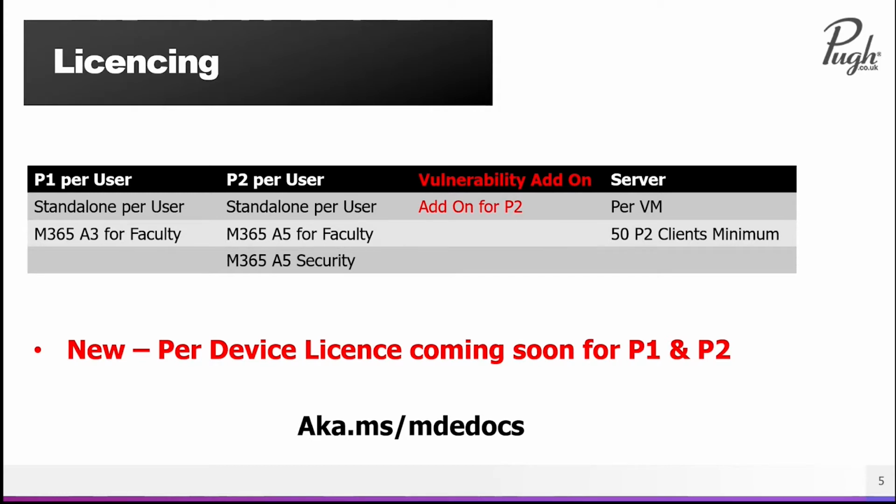Now, depending on the size of your organization, that can be a lot of licenses. However, from this month, Defender for Endpoint P1 and P2 will have a per device license. So you can license your shared devices with a per device license. Okay, so that is new. It's not on the price list yet, but it is available and we can get it.